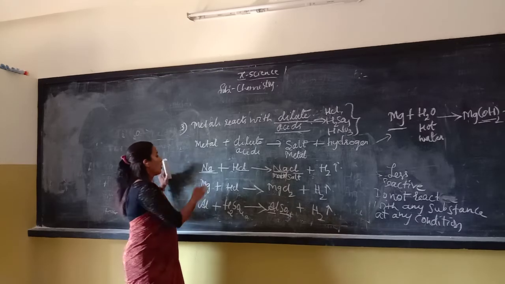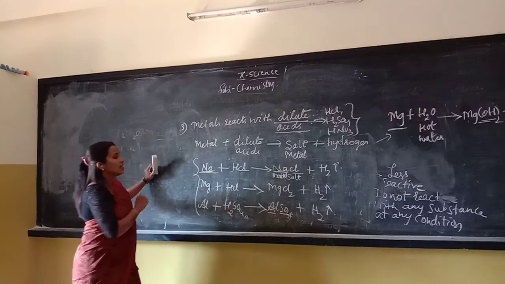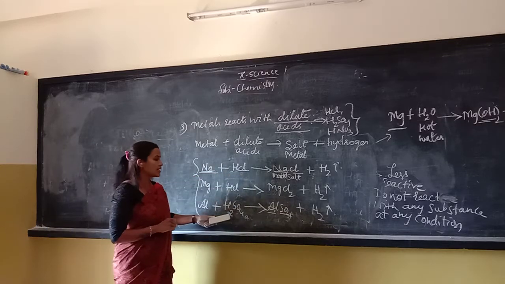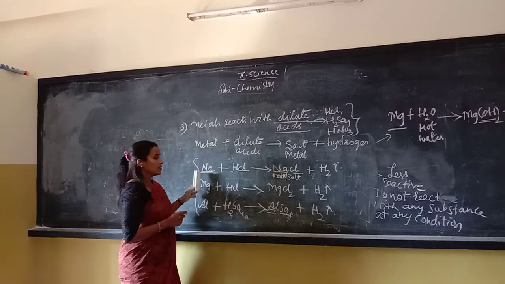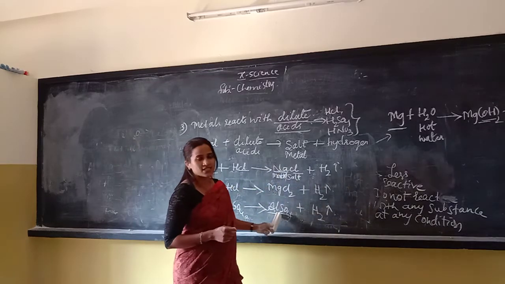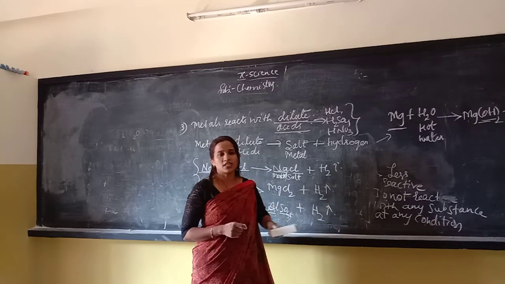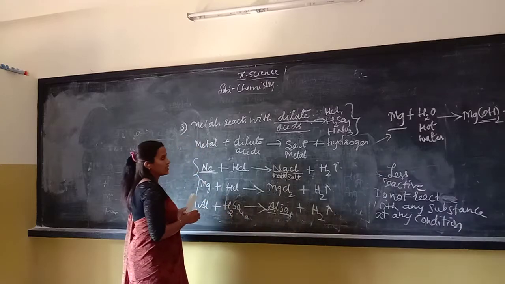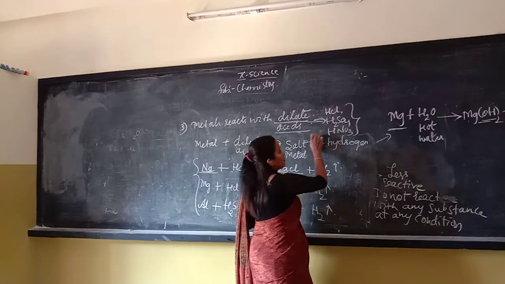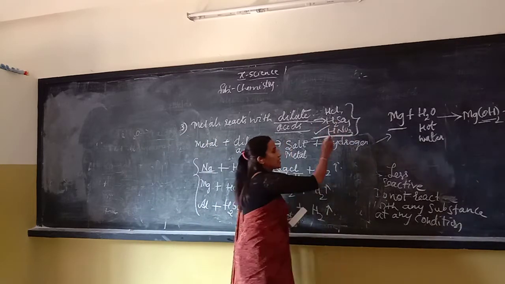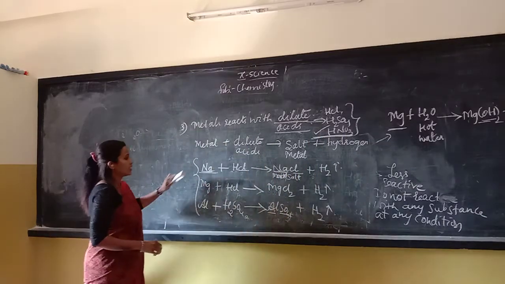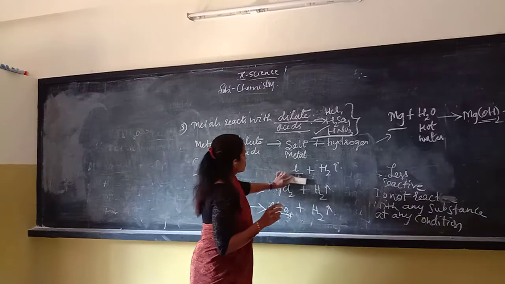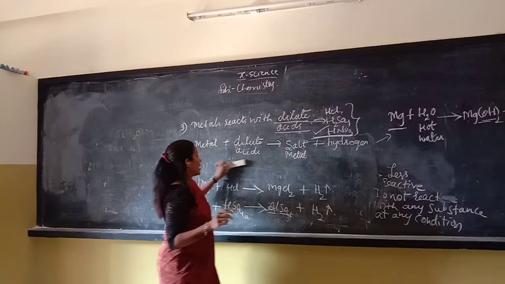Understood? So when a metal reacts with acids such as hydrochloric acid and sulfuric acid, it forms a metal salt and hydrogen gas as products. Next, the metals do not react with nitric acid. Here you have to observe that metals do not react with nitric acid.